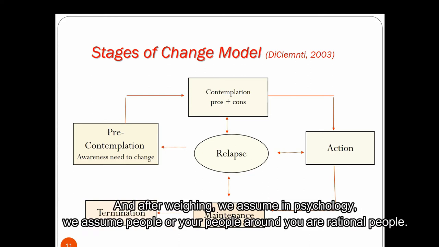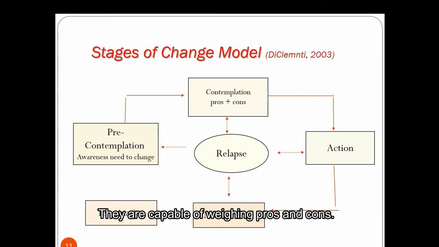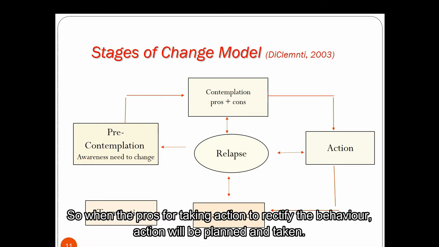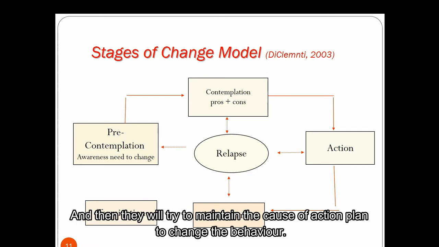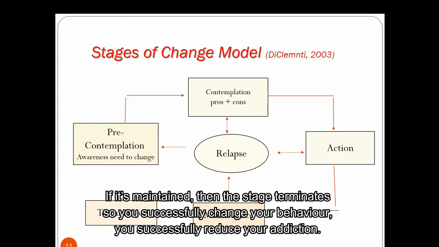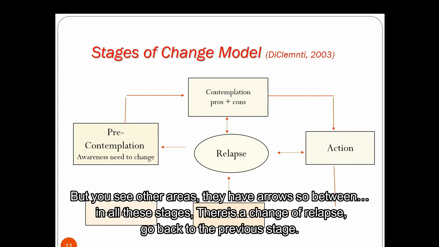After weighing, in psychology we assume that people, or the people around you, are rational. They are capable of weighing pros and cons. So when the pros of taking action to rectify the behavior win out, action will be planned and taken. Then they will try to maintain the course of action, the plan to change the behavior. If it's maintained, then the stage terminates. So you successfully change your behavior, you successfully reduce your addiction. But you see the arrows: in all these stages, there's a chance of relapse, going back to a previous stage.